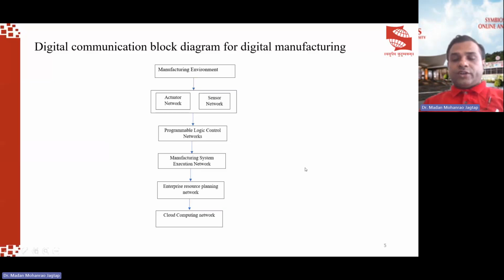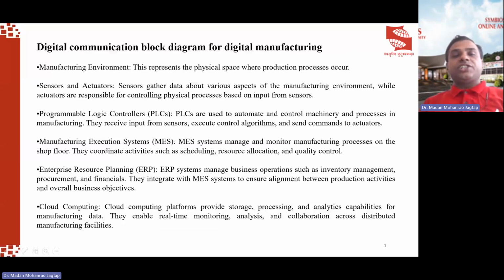So now let us go ahead. When we say digital communication block diagram for digital manufacturing, the manufacturing environment represents the physical space where production processes occur. The manufacturing environment is nothing but where we have various machines working to produce something.